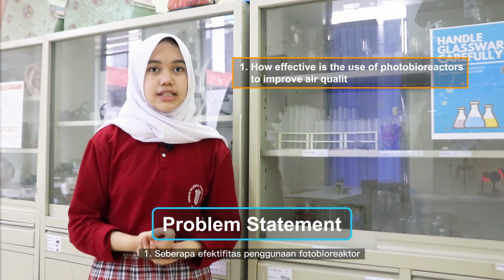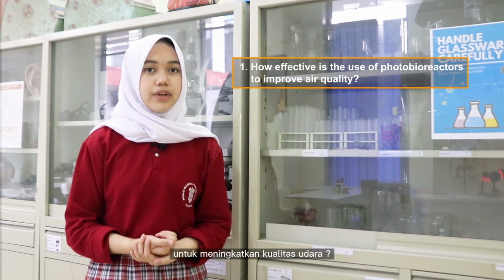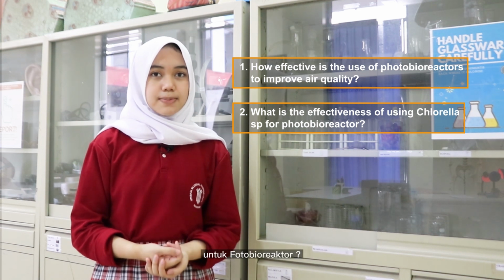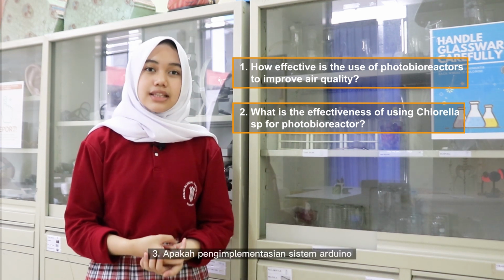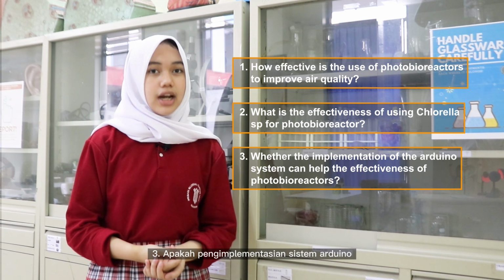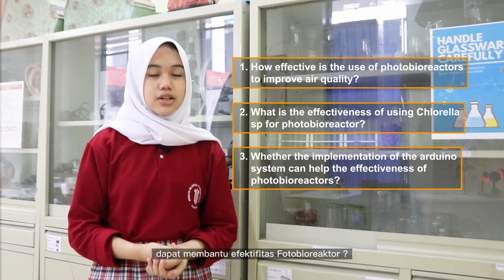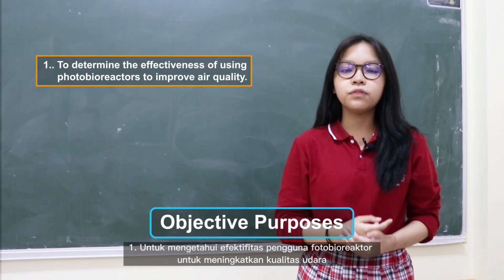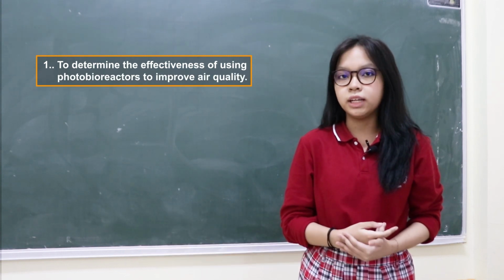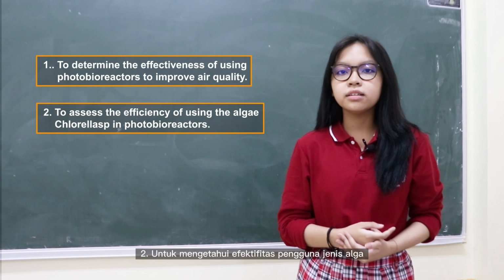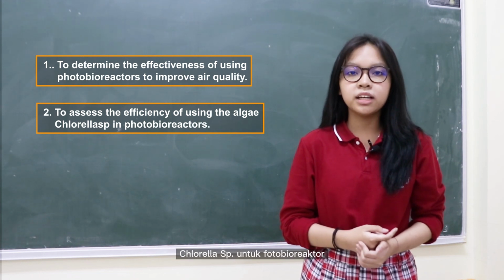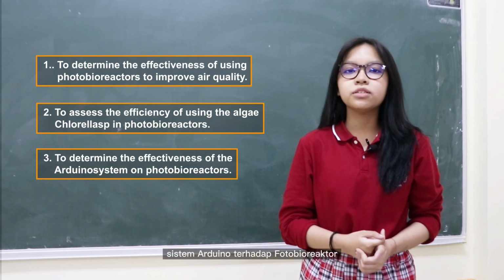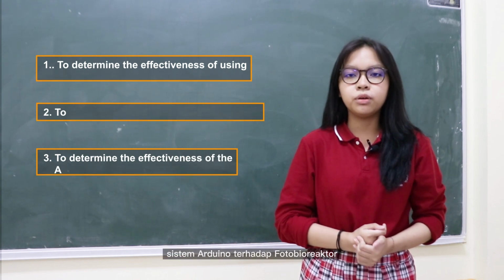First, how effective is the use of photobioreactor to improve air quality? Second, what is the effectiveness of using Chlorella sp for photobioreactor? Third, whether the implementation of the Arduino system can help the effectiveness of photobioreactor. First, to determine the effectiveness of using photobioreactors to improve air quality. Second, to assess the efficiency of using algae Chlorella sp in photobioreactors. Third, to determine the effectiveness of the Arduino system in photobioreactors.